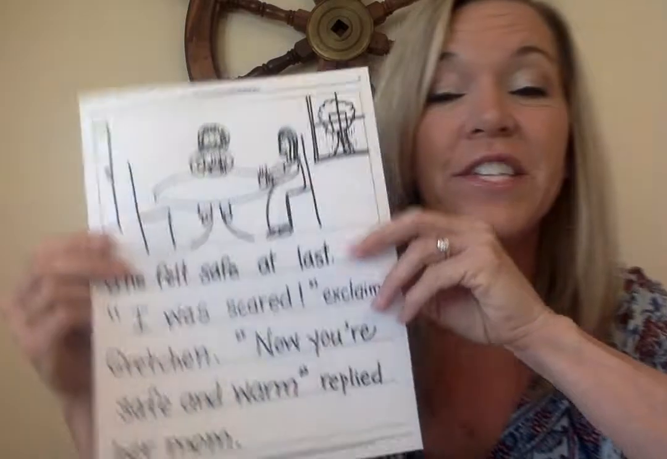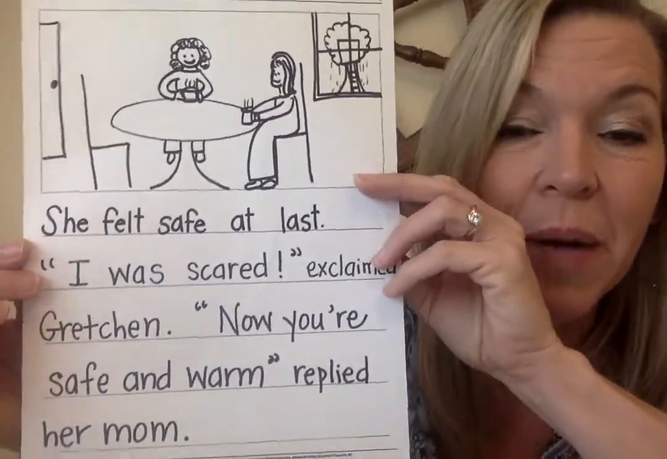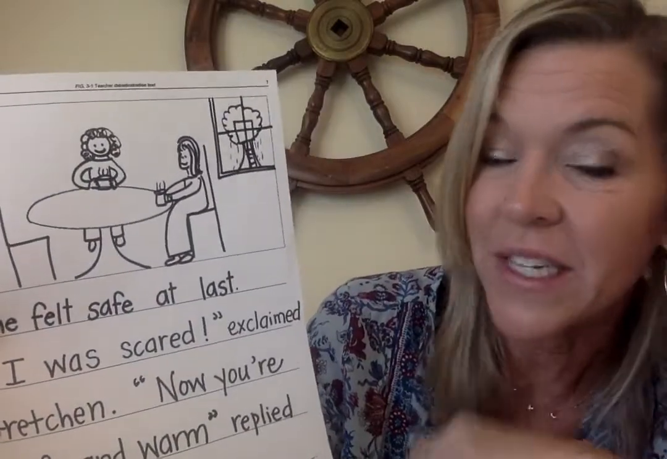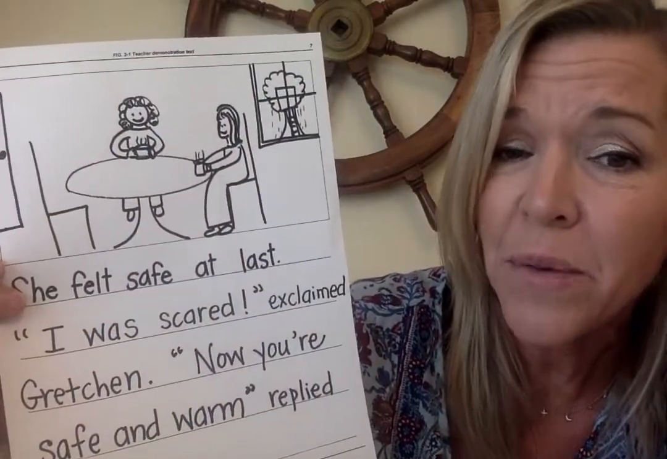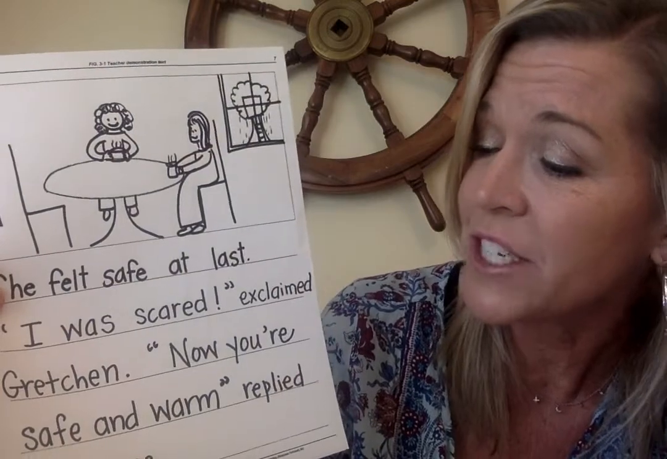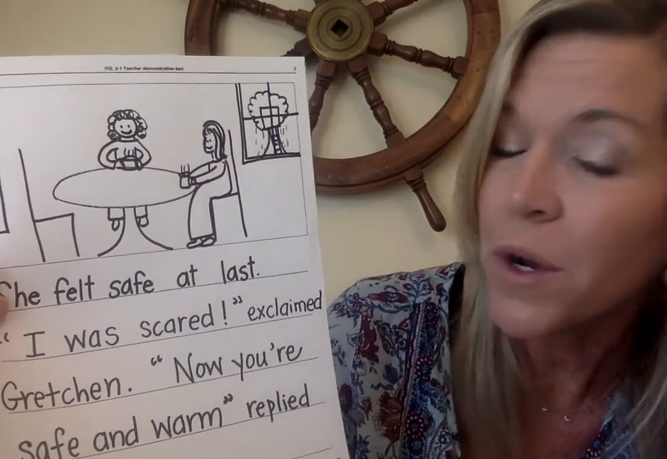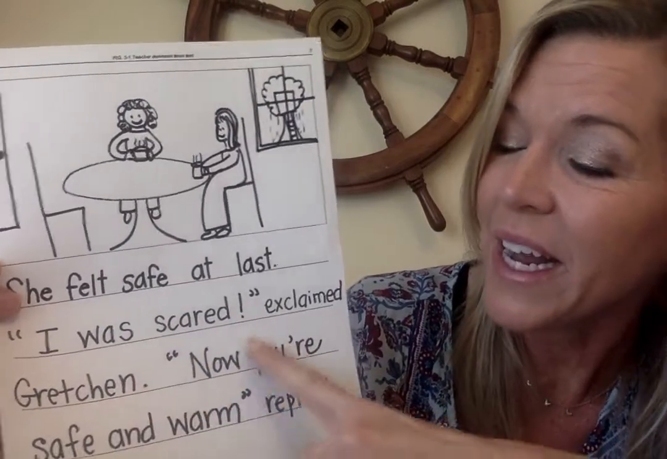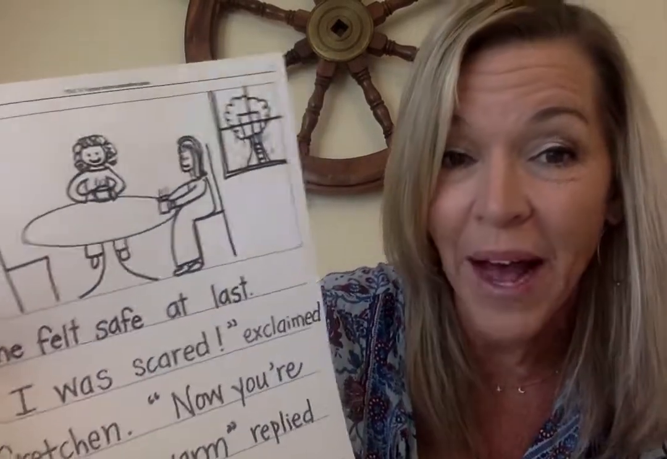And then I have an example here where I did that same thing in a story. After Gretchen got in from the storm and was sitting with her mom in the kitchen, she was feeling good, but she wanted to talk to her mom and she said, "I was scared," exclaimed Gretchen. "Now you're safe and warm," replied her mom. So I have Gretchen telling her mom something and I have her mom saying something back. So writers, you can make your characters talk back and forth to each other in your writing.